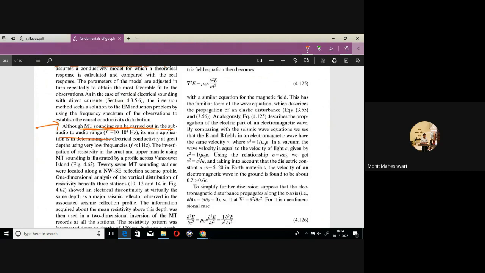The next thing is that magnetotelluric sounding can be carried out in the sub audio to audio range. So this range must be clear to you. Sub audio up to audio range, 10 to 10 to the power 4 hertz. Its main application is in detecting the electrical conductivity at greater depth. Very, very important, greater depth, using a very, very low frequency, less than 1 hertz. So 1 hertz up to 10 to the power 4 hertz. The investigation of resistivity in the crust and the upper mantle using the magnetotelluric sounding is illustrated, and this is given there.